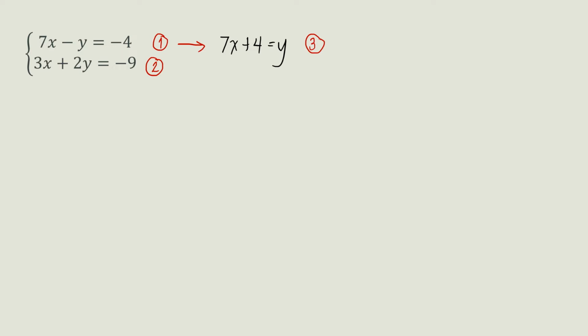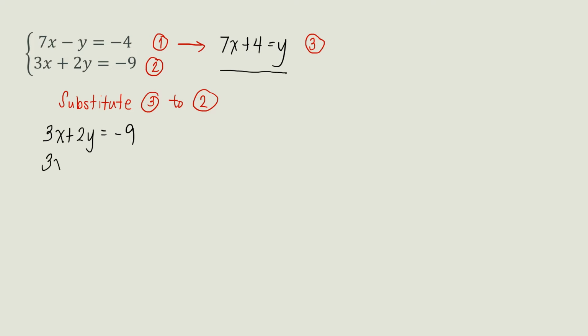Next, your step 2 is to substitute the given expression, your equation 3, into the remaining equation. The remaining equation is the one that we haven't used yet, which is equation number 2. So we will substitute equation number 3 into equation number 2. Let's copy your equation number 2: 3x plus 2y is equal to -9. Let's plug in the value of y here. We will change the y to 7x plus 4. So let's write 3x plus 2, changing your y to 7x plus 4, is equal to -9.